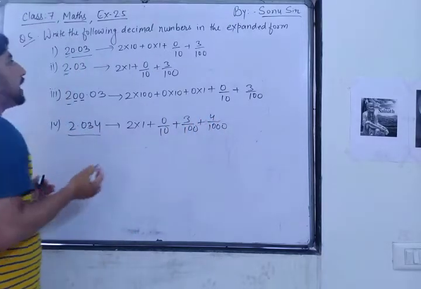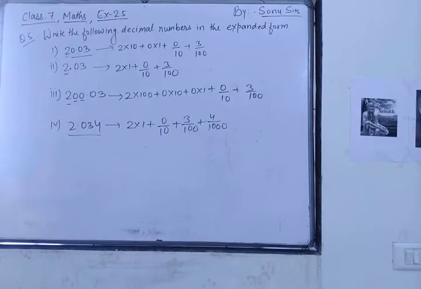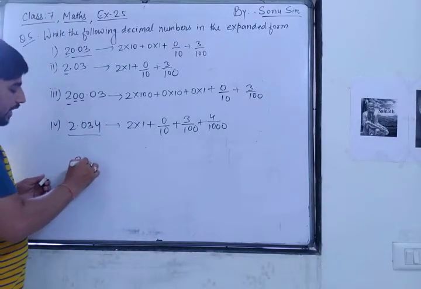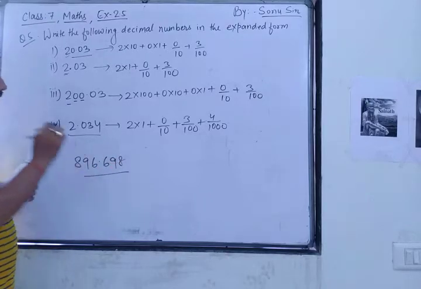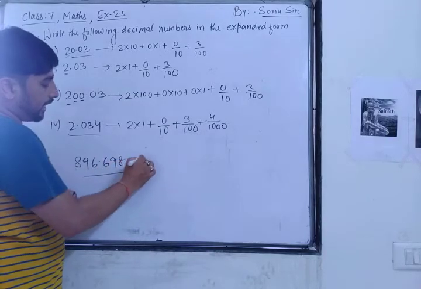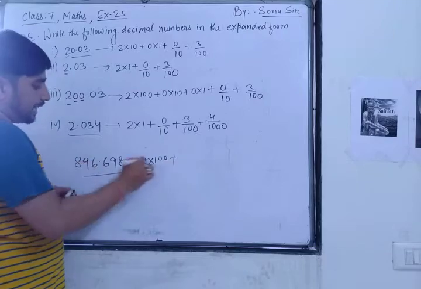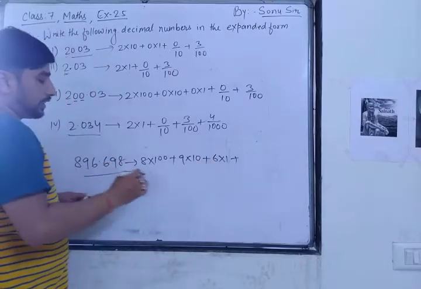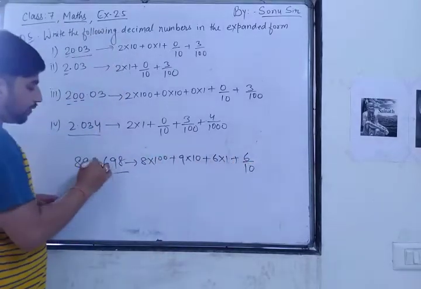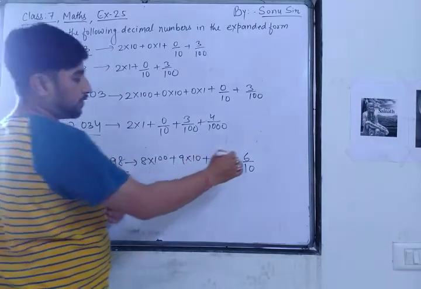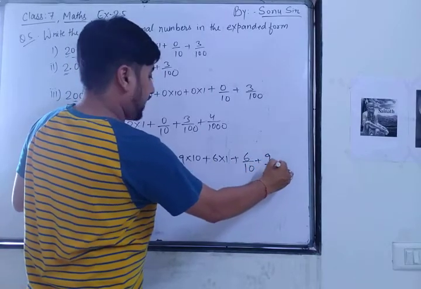In this way I have completed question number 5, the decimal numbers in the expanded form. If I give you any other number, can you write it in the expanded form? Just suppose I give you the number 896.698. How will you write it? You count ones, tens, 100. So 8 into 100 plus 9 into 10 plus 6 into 1 plus 6 upon 10. After the point, on the right side, as the number of digits increases, the zeros in the denominator increase. First digit was 6, so 6 by 10, then 9 by 100, then 8 by 1000.